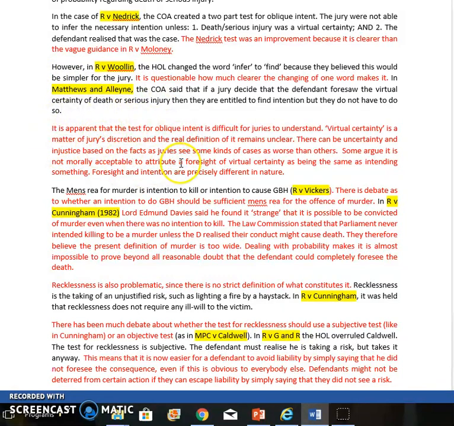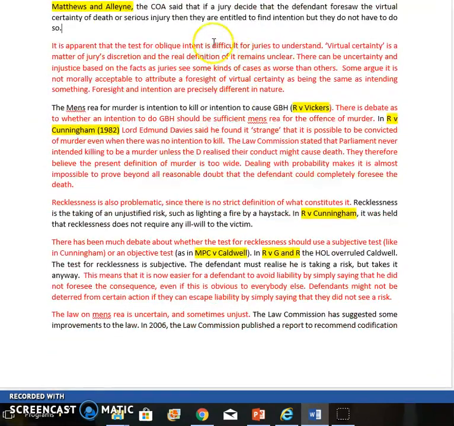So I've sort of evaluated here on oblique intent that the test is difficult for juries to understand. Virtual certainty is a matter of the jury's discretion. We don't have a clear definition of it. Some kinds of cases are perhaps going to be seen worse than others. And I've put there, this is quite a nice point to put in your essay, that some people say it's not morally acceptable to attribute foresight of a virtual certainty as being the same as intending something, because foreseeing something and intending it are very different.